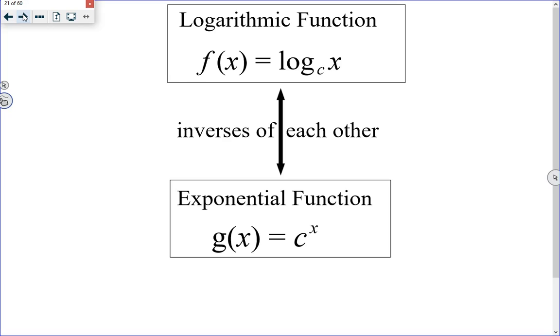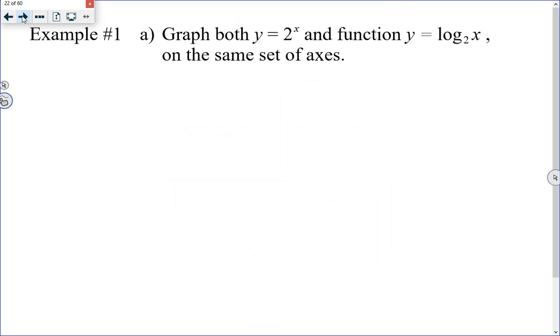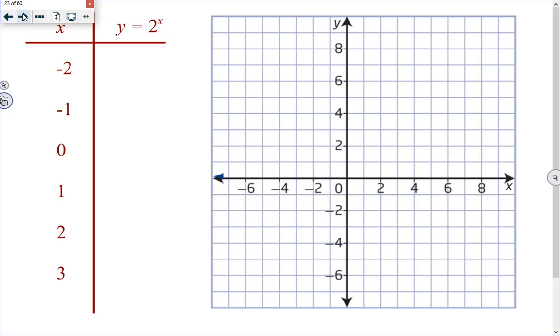All right, so let's jump into the first example. We want to graph y equals 2 to the x and y equals log base 2 of x on the same set of axes. Well, these are inverses of each other. So if we know how to graph 2 to the x, we ought to be able to graph log base 2 of x. I'm not going to use the table of values that I have here.